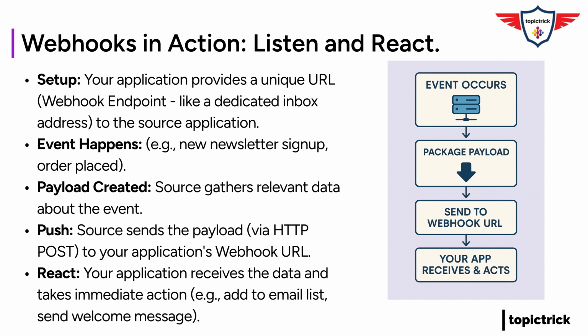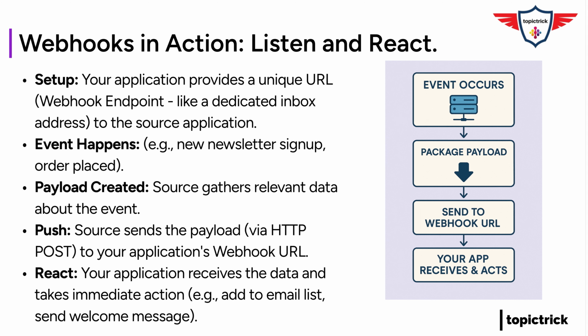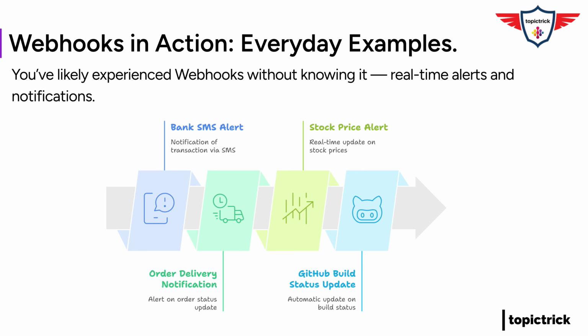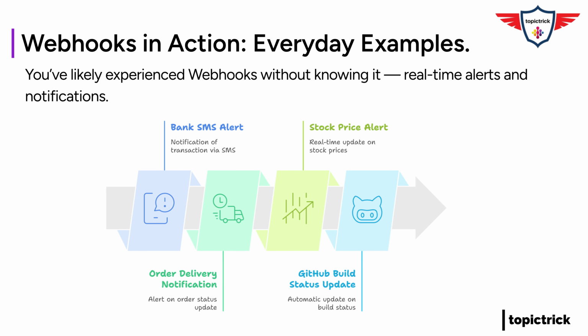Your application receives it and can immediately do something with it, like add that new subscriber to an email list or send a welcome email. So it's like, boom, new subscriber, here's the info, do your thing. Precisely. Because the information is pushed to you automatically, you get updates in near real time, no constant checking required. Yeah. That makes webhooks super efficient for situations where you need to react quickly to events. Like imagine getting a notification in your banking app the instant a transaction occurs. Oh, yeah, that would be really handy.